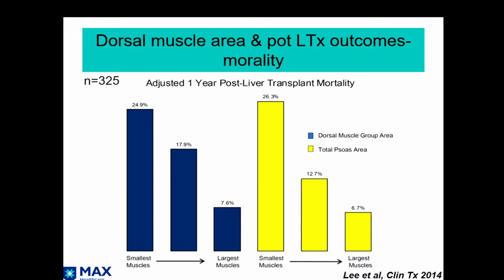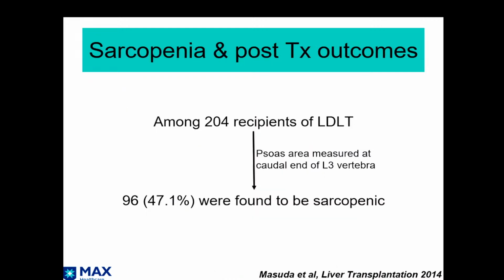Look at this: 325 patients, adjusted 1 year post-liver transplant mortality based on dorsal muscle group area and total psoas area. The yellow bars and the blue bars are total psoas area and dorsal muscle group area. Smallest muscles to largest muscles. Smallest muscles, mortality was 24%. That means the long-term survival was 75%, much beyond the 50% threshold.